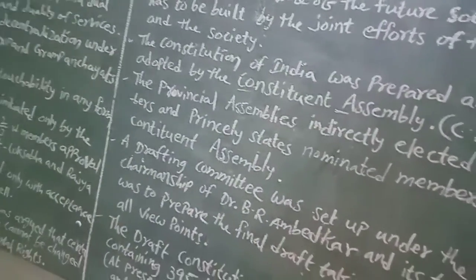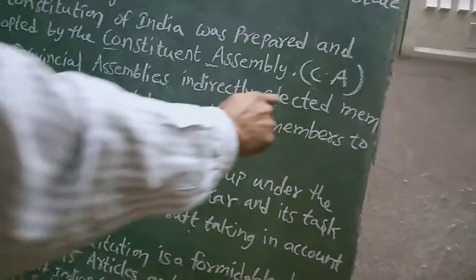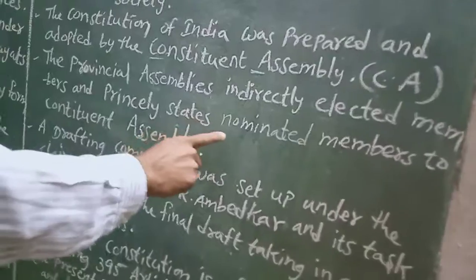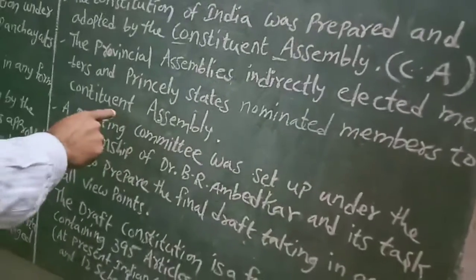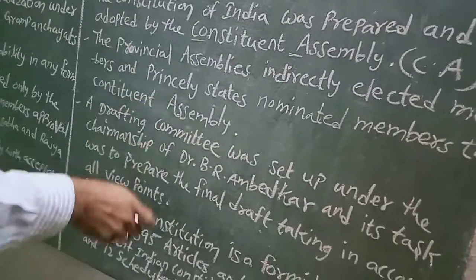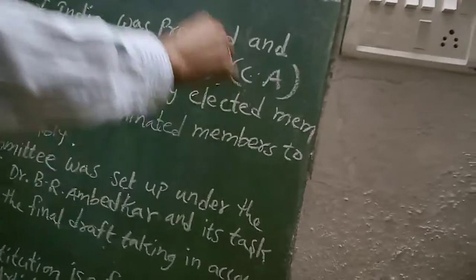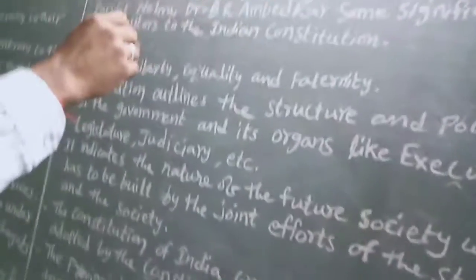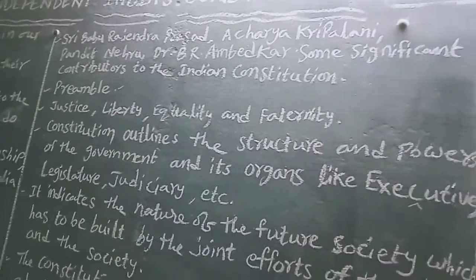The Provincial Assembly's indirectly elected members and the Princely State's nominated members went to the Constituent Assembly. In this assembly, before preparing our constitution, these members were included.